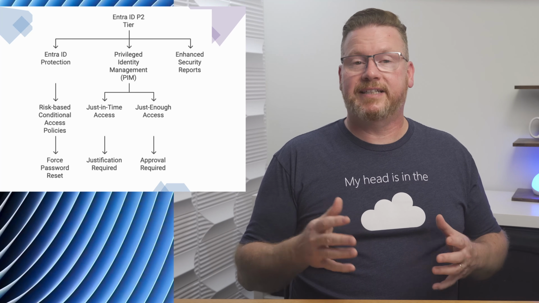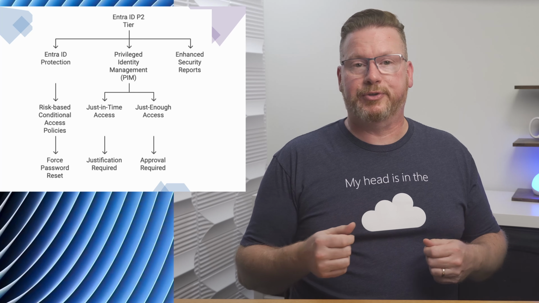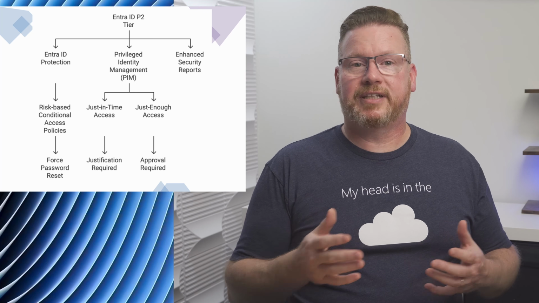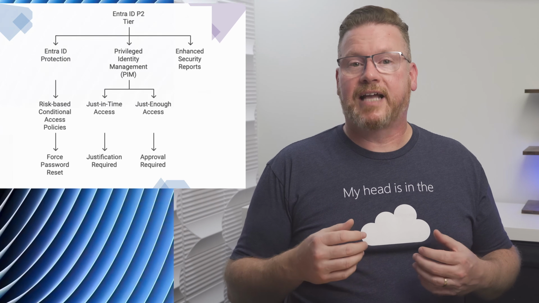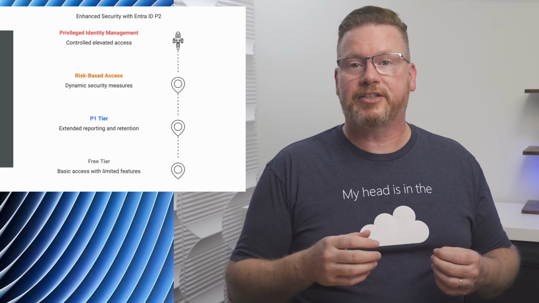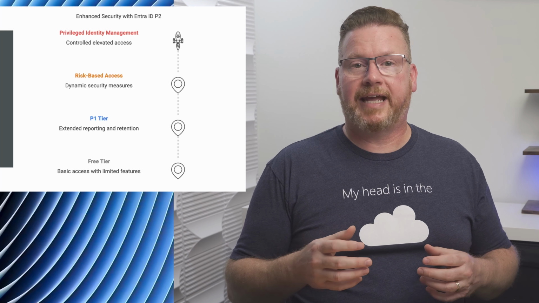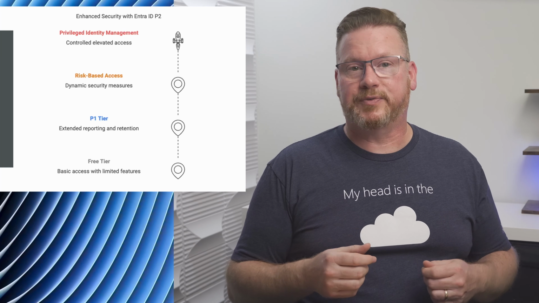P2 also provides additional security reports and more data collected in reports compared to P1. P2 adds additional identity protection options. A common path I've seen organizations take is to start with P1 and only deploy P2 once they see the need for the additional identity protection options P2 provides. However, PIM and risk-based conditional access both provide a strong case for P2.